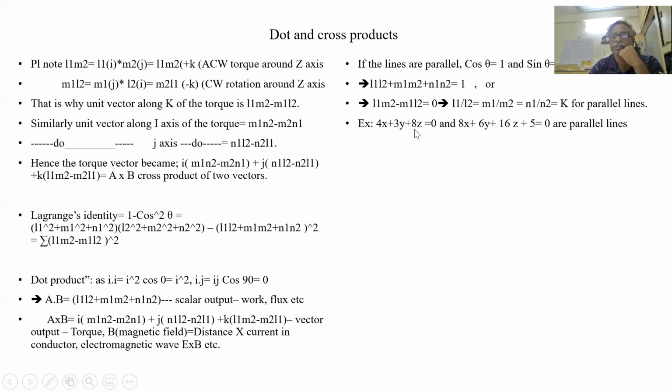If you see, take 4x plus 3y plus 8z. If I multiply by 2, 8x plus 6y plus 16z plus 5. These are parallel lines. So L1 by L2 is 1 by 2, M1 by M2 is 1 by 2, N1 by N2 is 1 by 2. What is L1 here? L1 is actually not 4, it is 4 by the distance, 4 square plus 3 square plus 8 square under root. This is the R. So 4 by R, and the R's get cancelled here. So L1 by L2 becomes equal. These are parallel.